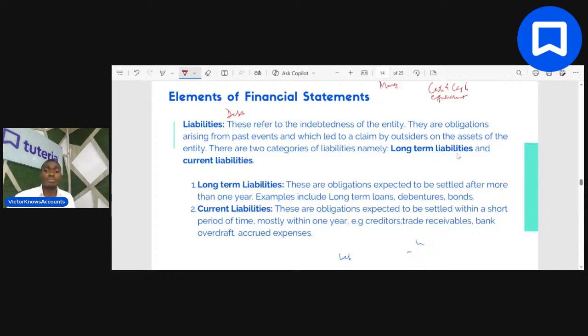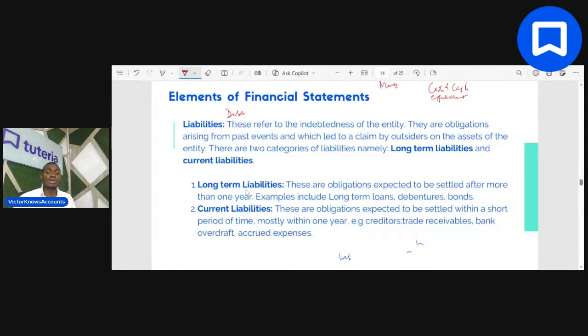We have the long-term liabilities and the current liabilities. Just as the name implies, long-term liability basically means that you are not expected to settle that obligation in 1 year. Do you understand that? So let's assume I lend you money and I'm telling you, you must pay back after 5 years. That's a long-term loan.